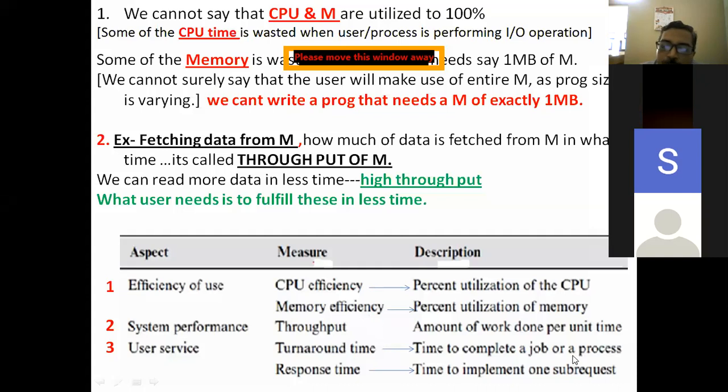So what do you mean by this word sub request? Suppose I have a very big task, a process, and I divide that whole process into many sub processes. That can be called one sub request. So basically we measure the user service in terms of turnaround time and response time.